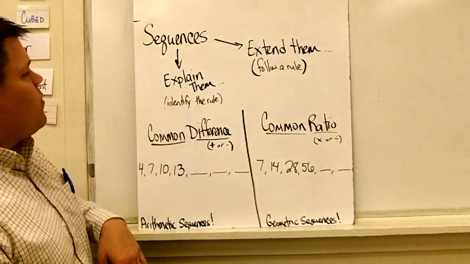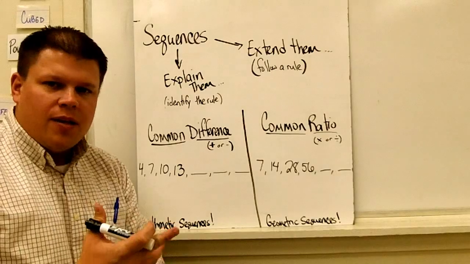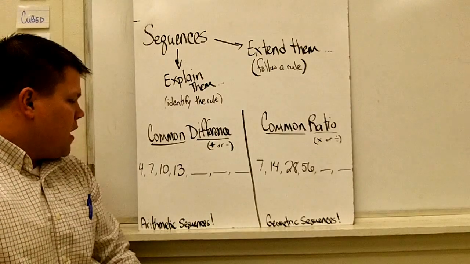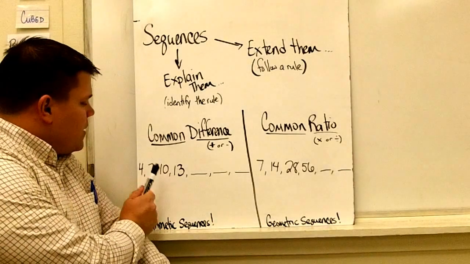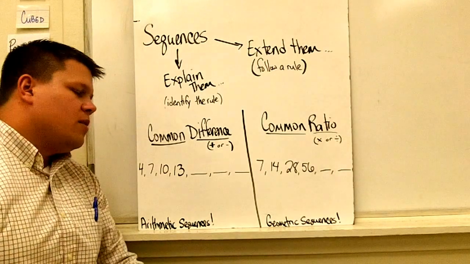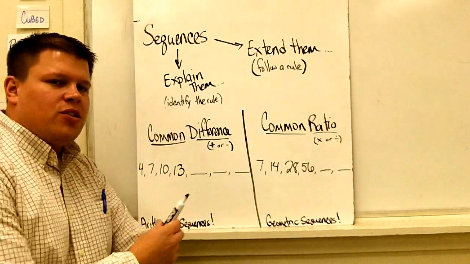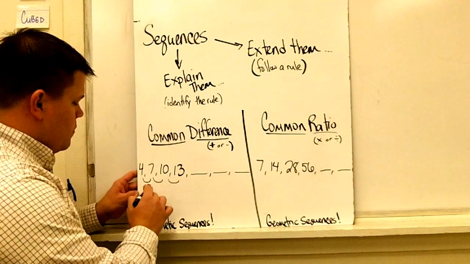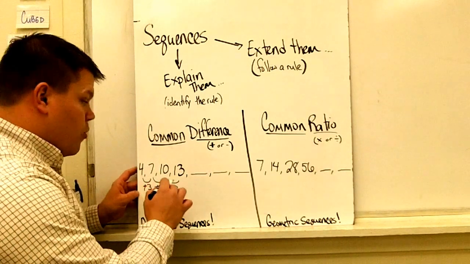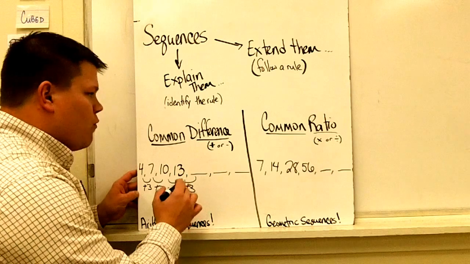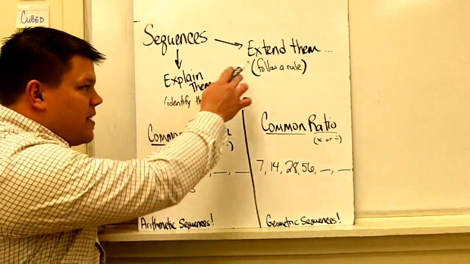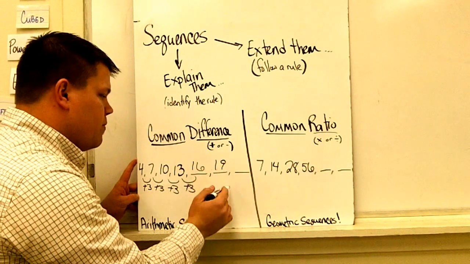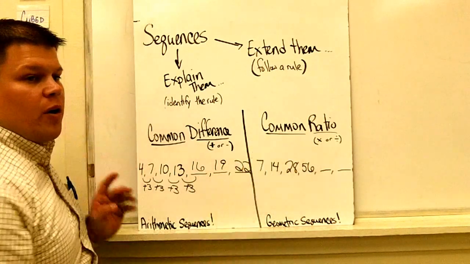So, we have some sequences here, and like I said before, I want you to be able to explain sequences, and I want you to be able to extend sequences. Follow the rule, identify the rule. I gave you a couple of examples here. I have 4, 7, 10, and 13. How much is this pattern increasing by each time? If you said 3, you're making sense. If I take that rule and I extend it, my next number is, and my next number is, and my next number is, and I can keep going if I want to.